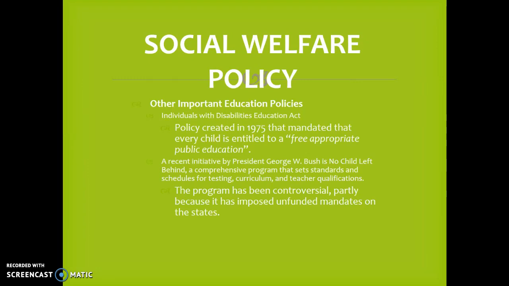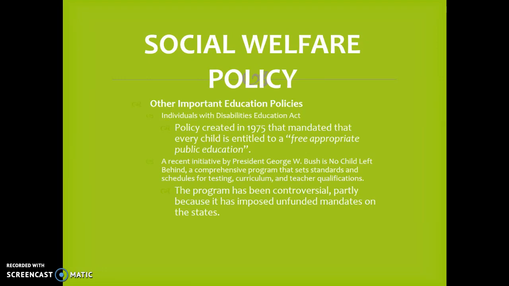As far as education policies go, in 1975, the Individuals with Disabilities Education Act was passed, and it mandated that every child is entitled to a free and appropriate public education. Prior to 1975, public schools would turn people with disabilities away and insist that they go to an institution to live or something like that. You guys have seen Forrest Gump.